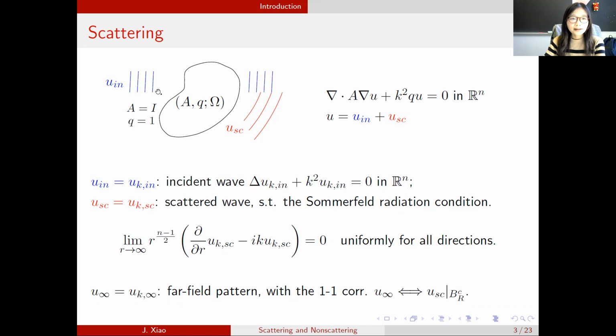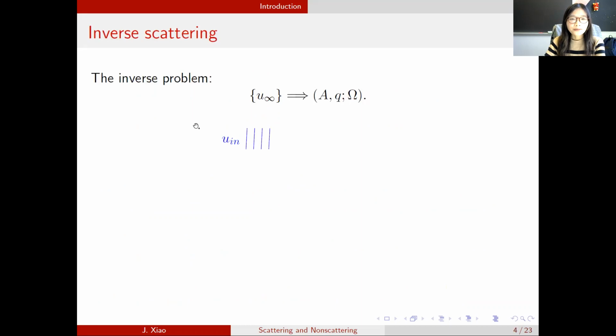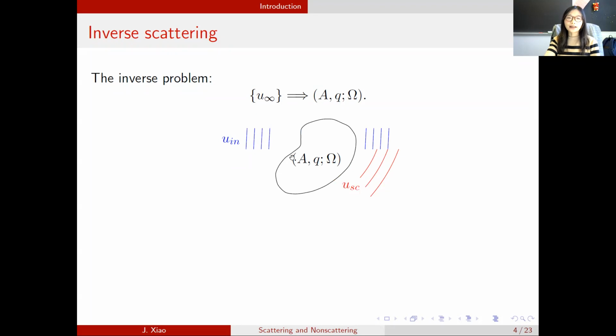So this is the general case, and in inverse scattering, we try to send incident fields. We may send multiple measurements, or even infinitely many, or a continuous set of incident waves. Then we suspect there might be something here, and we collect the far field pattern, or far field data, or we can collect the scattering data outside, and we try to recover this inhomogeneity.